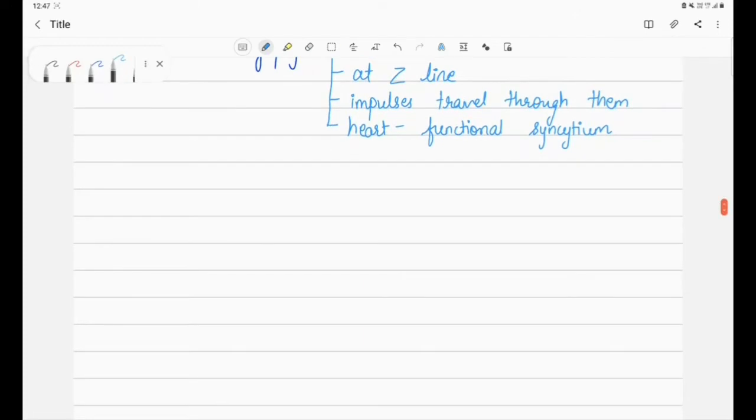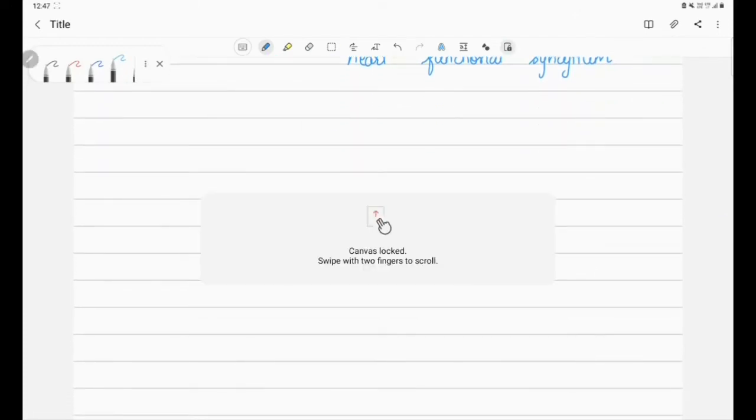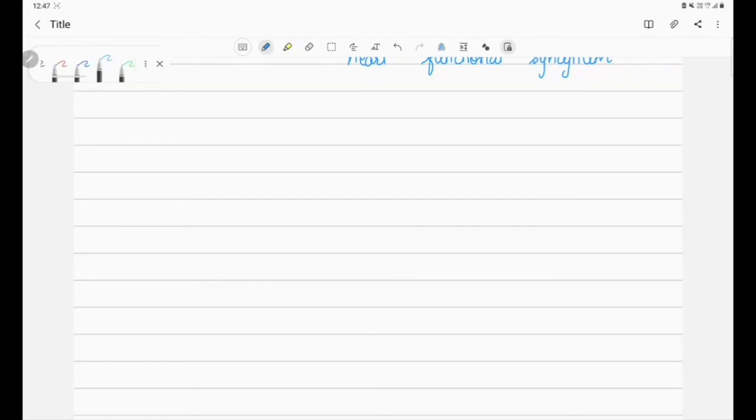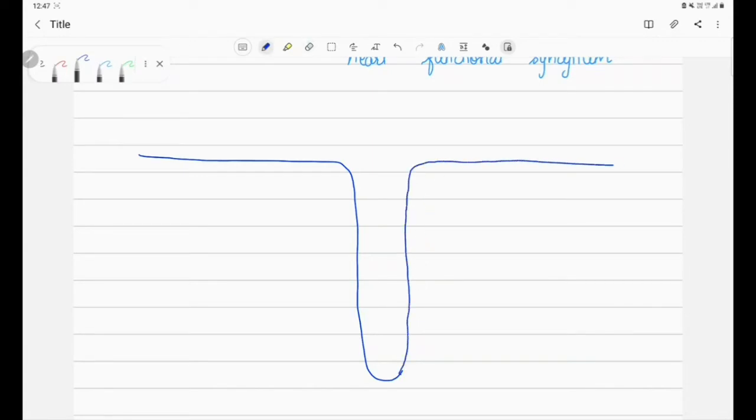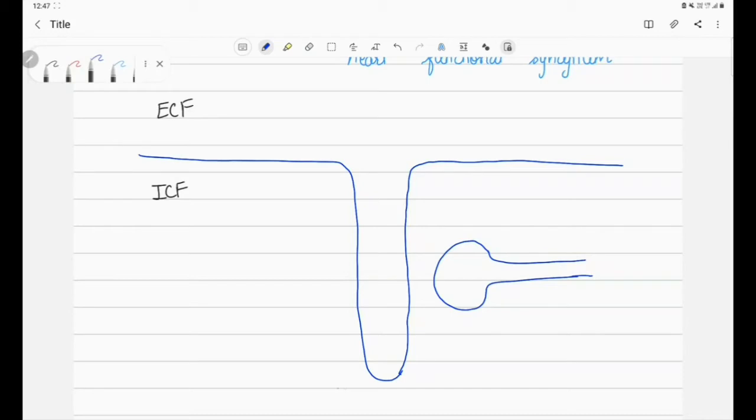Moving on to the difference between the skeletal muscle and cardiac muscle. So this is my sarcolemma dipping down and coming up again. Let me mark the areas. This is ECF, then ICF. Then here I am drawing the cisternae and L tubule. Again marking down, this is T tubule. This is L tubule and this is the sarcolemma.